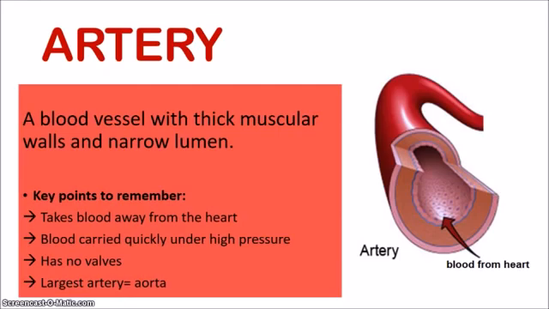And then I have here mentioned that the largest artery in the body is actually the aorta. And you find that on the left side of the heart, and it carries oxygen-rich blood to all areas of the body, all the different organs and tissues. Alright, so those are the key points to remember about the artery. Let's move on to look at the vein.